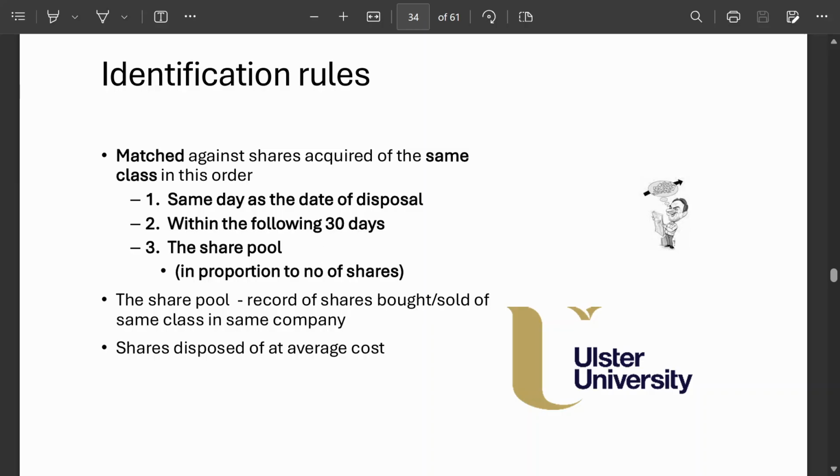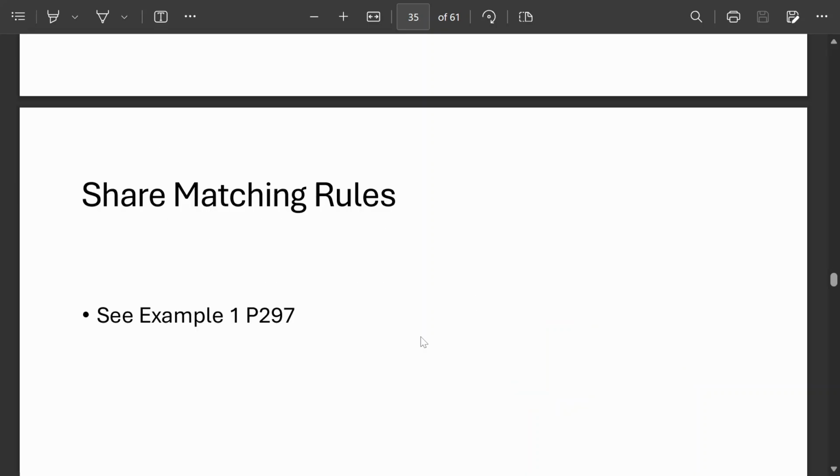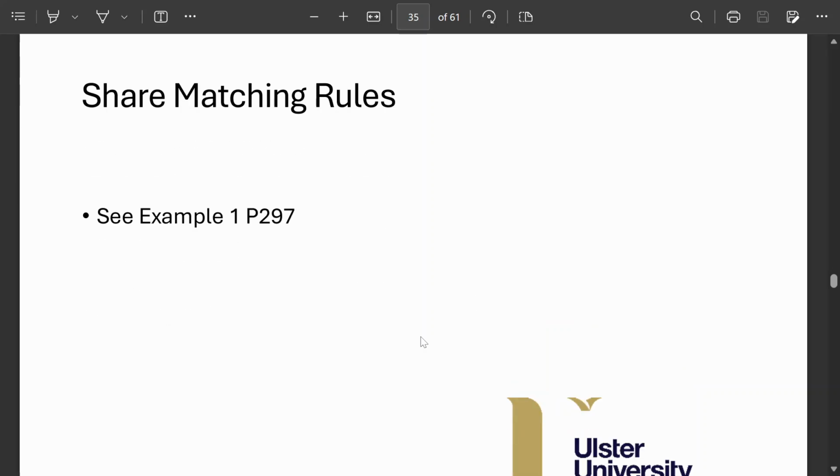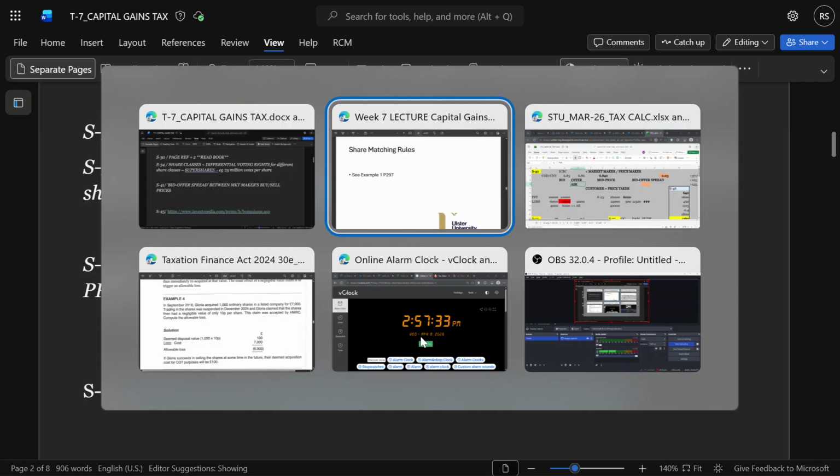And then the third one is what is called the Section 104 holding, which is the share pool. All right, we'll see. Once you look at the calculation, you will understand what it is. Okay, share matching examples. Page 197, 297, which means 299 for us.